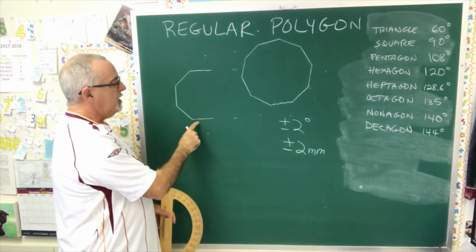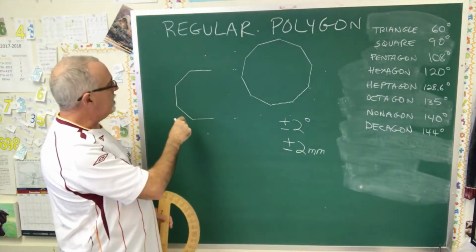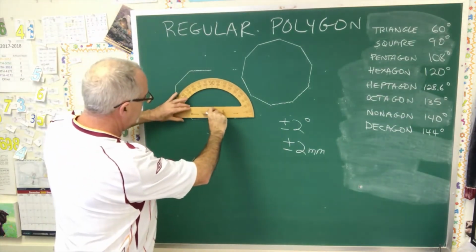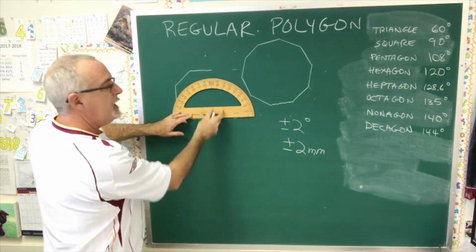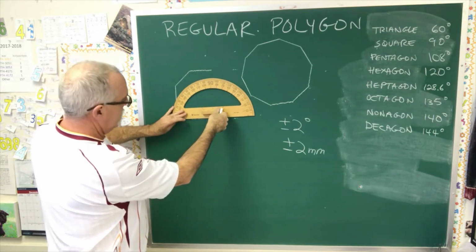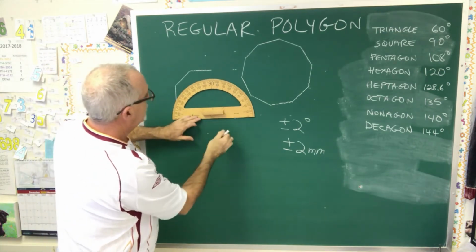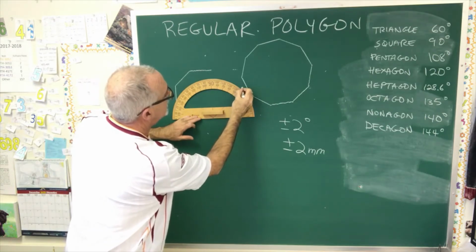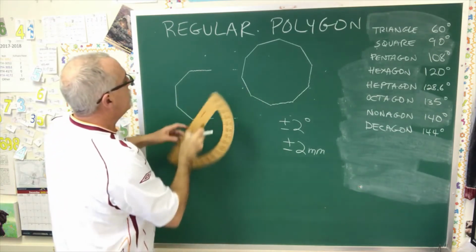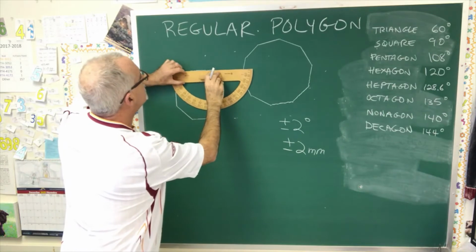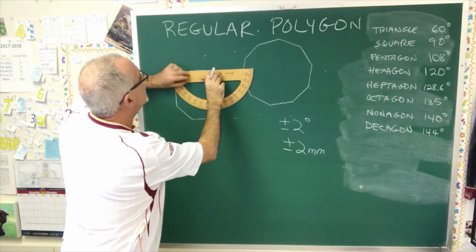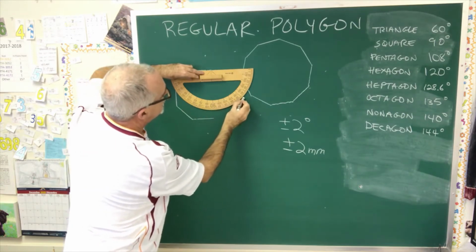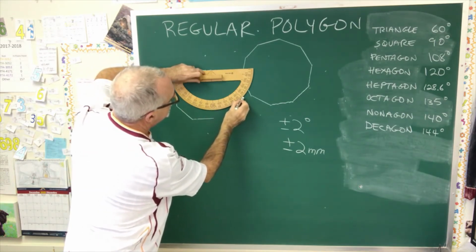Okay, I've gotten this far. I've drawn 5 of the sides. I only need 3 more. When I go to measure my angles, I need a 135 degree angle. So that's going to be here. I make a little mark. But I may as well do this one at the same time. So another 135 degree angle is going to be here.